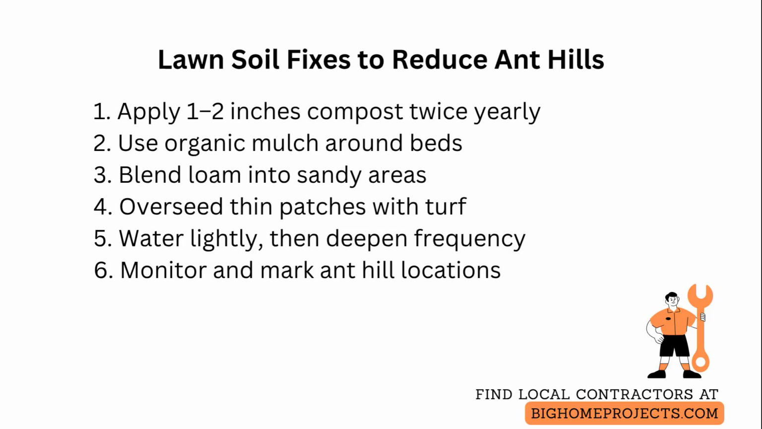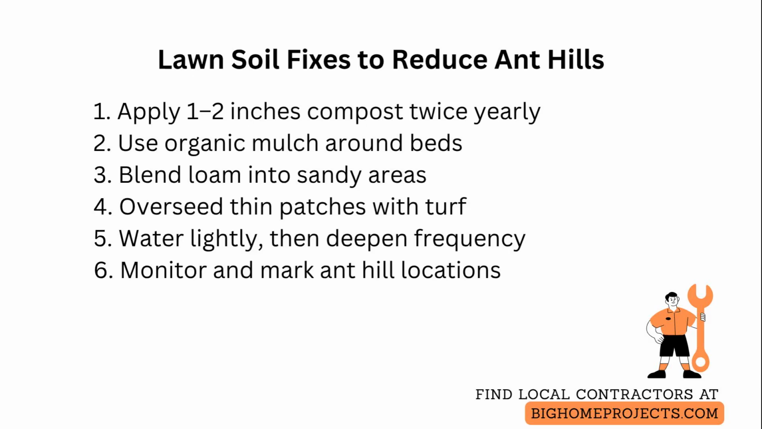Where sandy areas dominate, blend in loam or a loam-based topsoil using a rake and light tilling to raise the soil texture. Aim for a crumb structure that holds moisture but still drains moderately well. Overseed thin patches with a mix of shade and sun-tolerant turf varieties matching your region and water lightly but frequently to encourage establishment, then taper to deeper, less frequent irrigation as roots deepen.